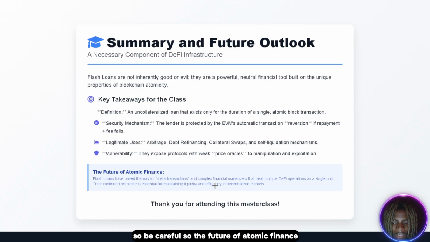So the future of atomic finance. Flash loans have paved the way for meta transactions and complex financial maneuvers that treat multiple DeFi operations as a single unit. And their continued presence is essential for maintaining liquidity and efficiency in decentralized markets.